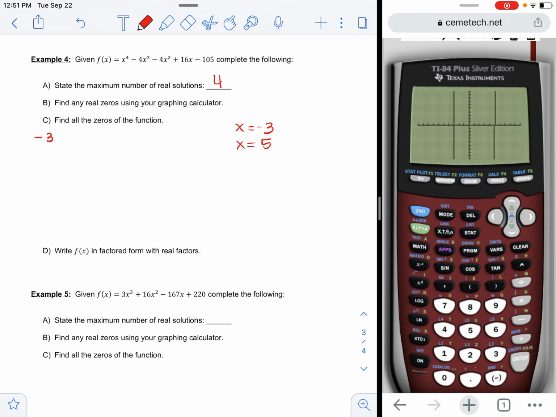All right, so now I'm going to do synthetic division. It doesn't matter which one I do first. I just have to do both. So I'm going to start with -3. And I have 1, -4, -4, 16, -105.